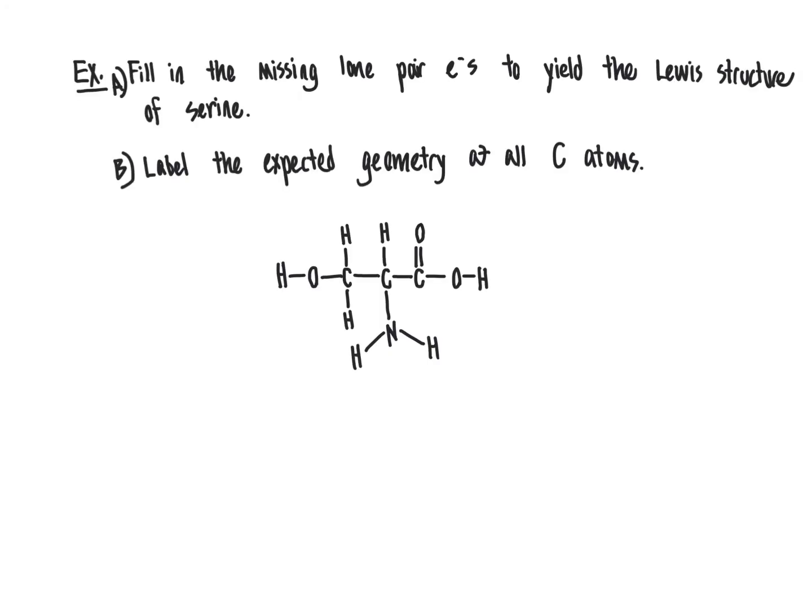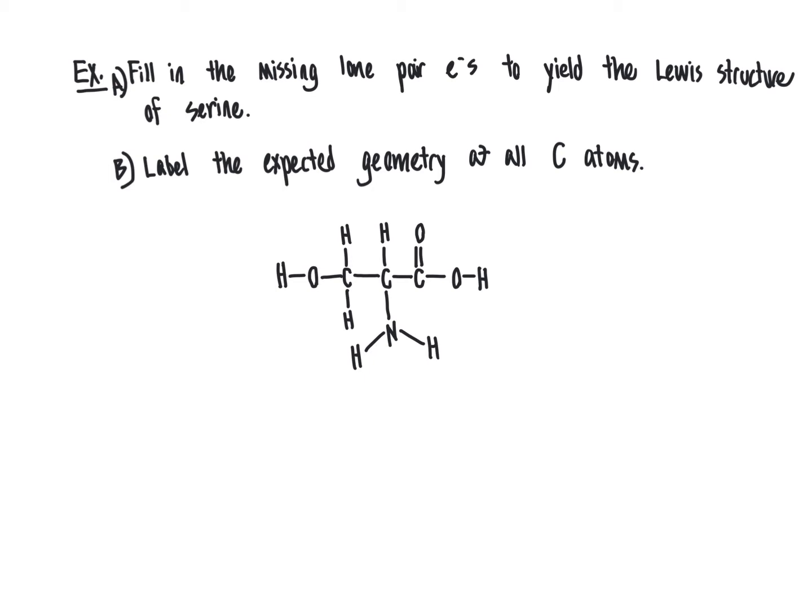In this problem, we are tasked with doing two things. One, we are asked to fill in the missing lone pair electrons into the structure of serine below to give the complete Lewis structure. So in other words, what we're given here is the Lewis structure of serine minus the lone pair electrons. Remembering that a Lewis structure requires that we show all formal charges, all bonds, all atoms, and all lone pairs explicitly. We need to calculate and determine where to put lone pairs into this to yield the final Lewis structure of this particular molecule.